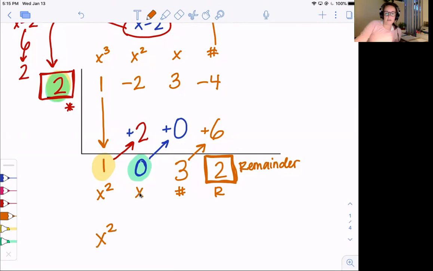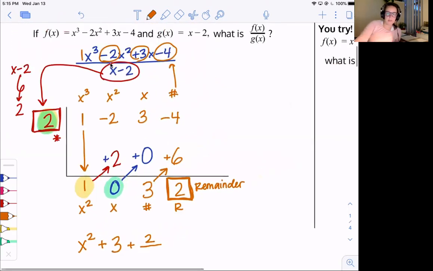There are 0 x's, so I don't need to write that. There is the number 3. It's positive, so I'm going to write plus 3. And the way that I write my remainder is, this is positive, so I'm going to write plus 2 over whatever my numerator was from the beginning problem, right? So my numerator from the beginning problem was x minus 2, so I'm going to write x minus 2 here.